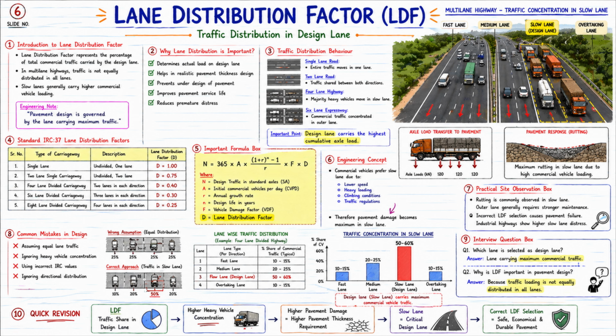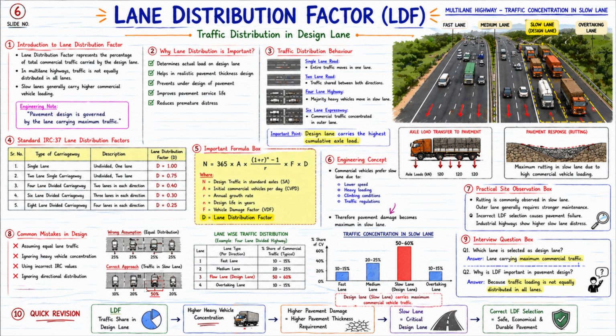Slow lane design lane. Look at the axle load transfer diagram below. Heavy axle loads are being transferred to the pavement layers, and maximum damage is developing in the slow lane. Now look at the pavement response diagram. Here rutting is shown more in the slow lane. Why? Because the commercial traffic concentration is highest there.